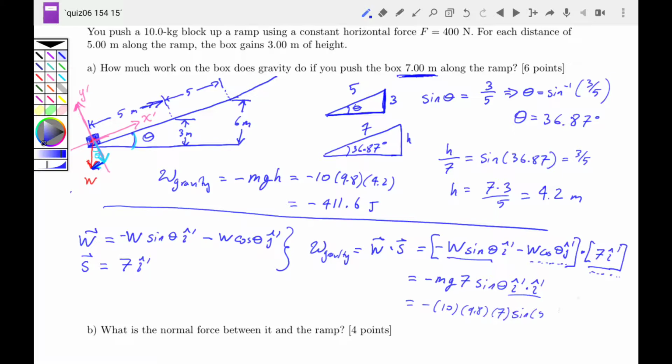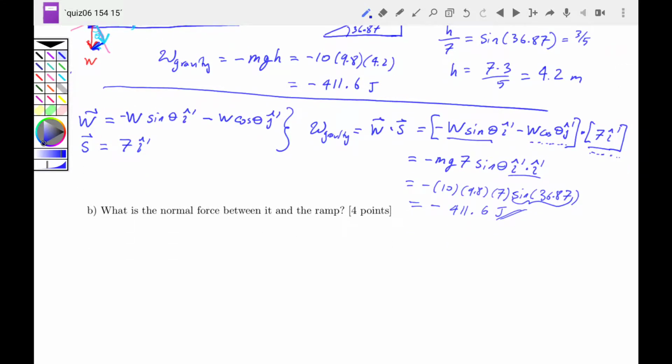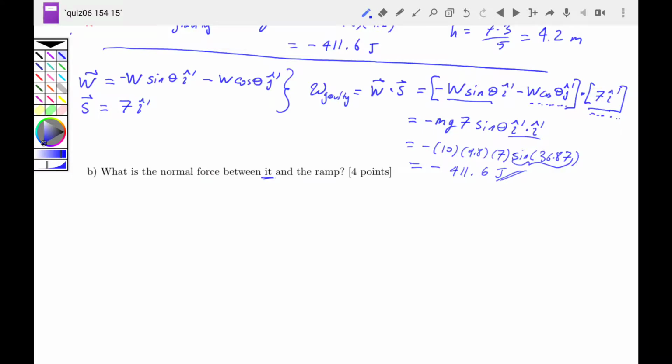sine of 36.87, or I could have just used 3/5 like I did up here. I'll go ahead and use 36.87. Sine of 36.87 times 7 times 9.8 times 10, negative 411.6 joules. So, whichever way makes more sense to you. Okay, what is the normal force between it and the ramp? I guess it means the block and the ramp.